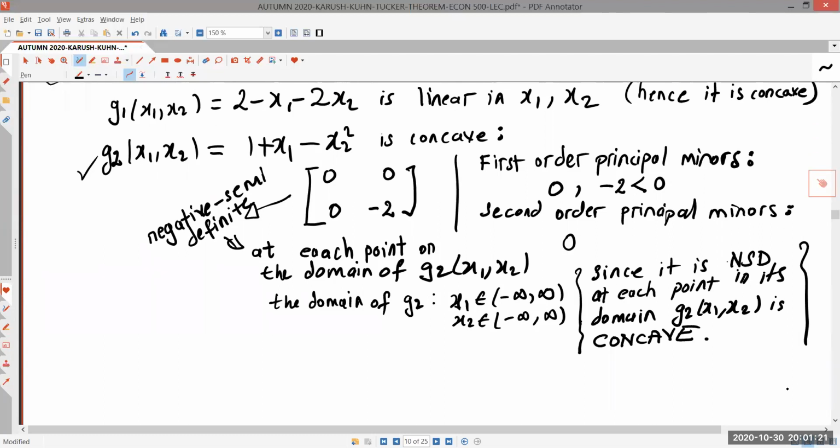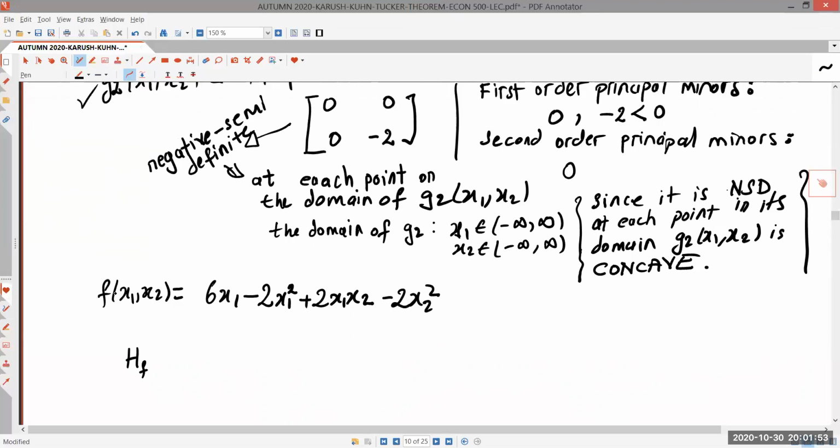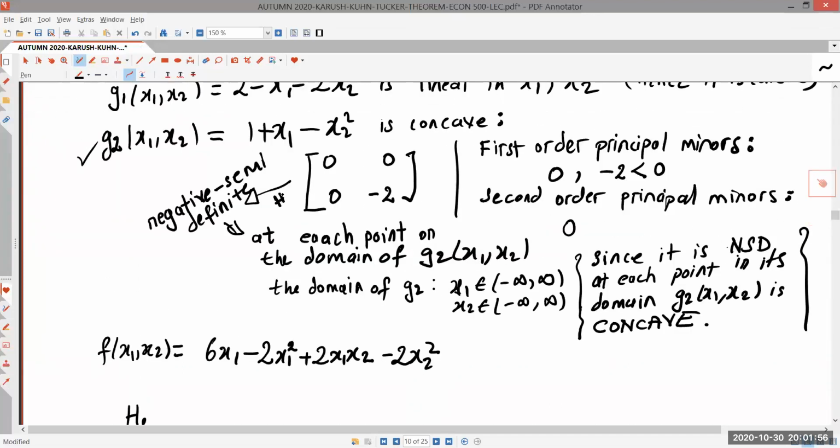And what remains here is the objective function. Now let me look at the objective function. Just let me write it again. Okay, and now look at the Hessian matrix. Let's call this F. The other one, maybe I could have written for this one, Hessian matrix of G2, right?